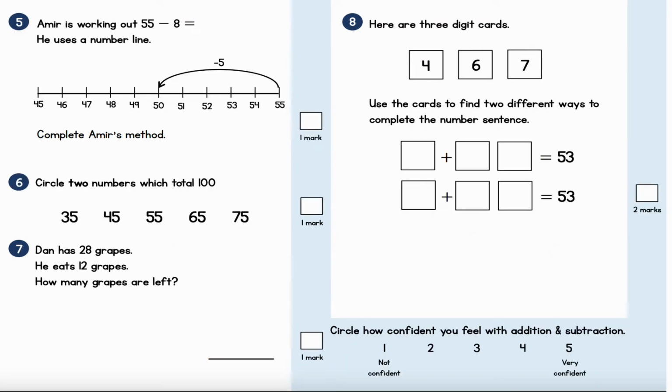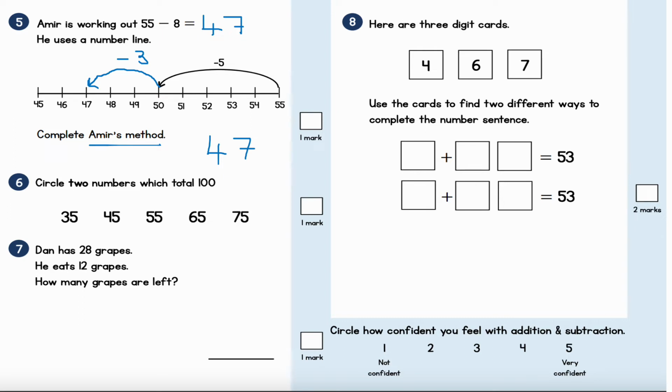This is question number 5. Amir is working out 55 minus 8. He uses a number line. 55 take away 5 is 50. Complete Amir's method. Well, I've got to take off 3 more, because taking away 8 is the same as taking away 5 and then taking away 3. So Amir's answer would be 47. But the question just says complete his method. But if you want to, you are welcome to write down the answer as well. The answer is 47.